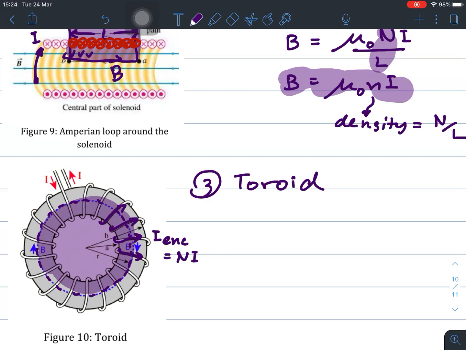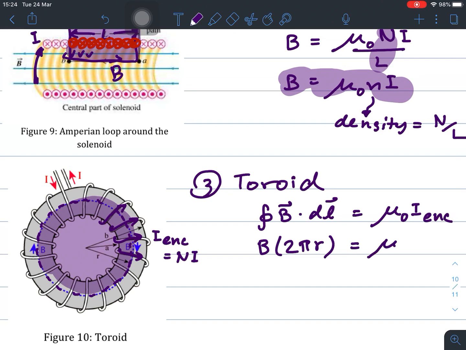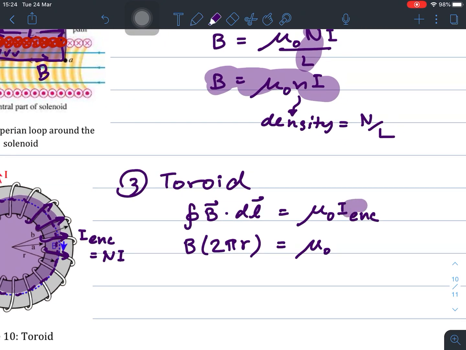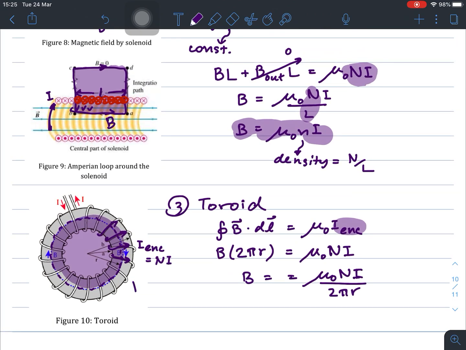Then using Ampere's law, the integral of B dl equals mu 0 I enclosed. The integral of B dl will be B times the circumference of the Ampere loop, which is 2 pi r, and this equals mu 0 times I enclosed. The I enclosed here is the number of turns of the toroid times the current, so it is N I, and then B would be mu 0 N I over 2 pi r. So this is the magnetic field of the toroid.